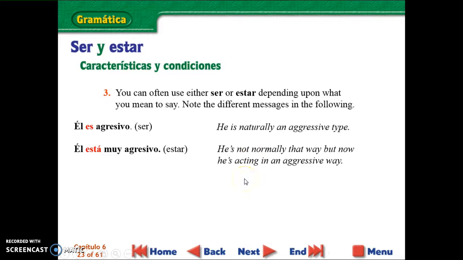This sentence is saying he's not normally an aggressive type, but he's just acting that way right now. So it's not permanent. It's a temporary state, right?